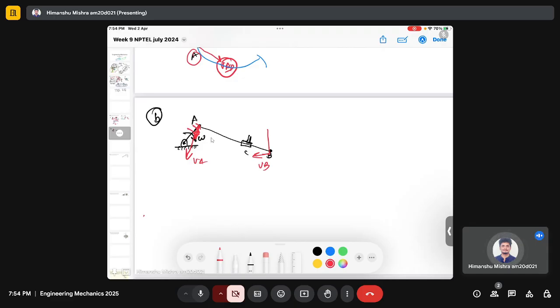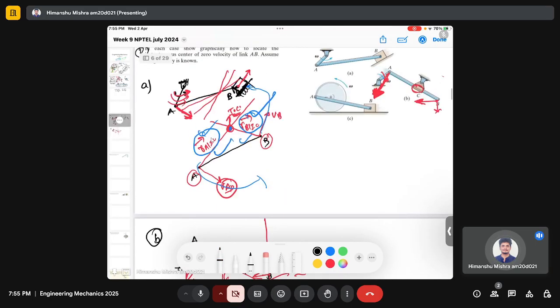So if you draw the position vector from point B, which is normal to VB, this is my position vector, and for point A, this will be my normal position vector, because it is normal to the velocity vector VA. Here it is intersecting, so this is my instantaneous center. So this will be position vector A with respect to the instantaneous center, and this will be position vector B with respect to the instantaneous center.